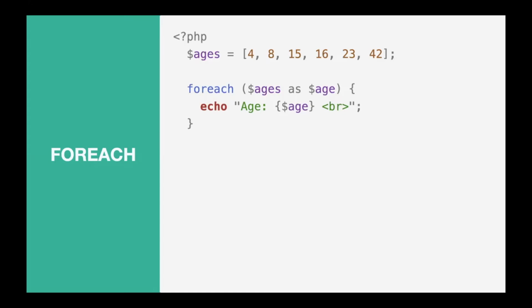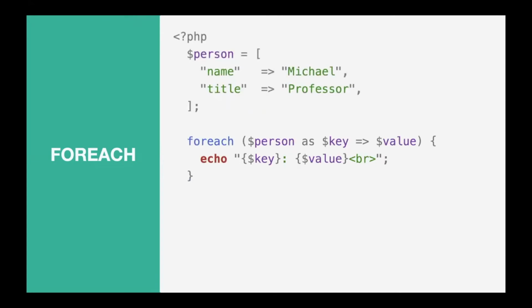Now, the other advantage of the foreach loop is that it will work with associative arrays, which cannot be done with the for loop. So here is an associative array. We have person, and it has two key value pairs. It has name with the value Michael, and the key title with the value of professor. So we have two properties, or two key value pairs here, which we want to iterate over.